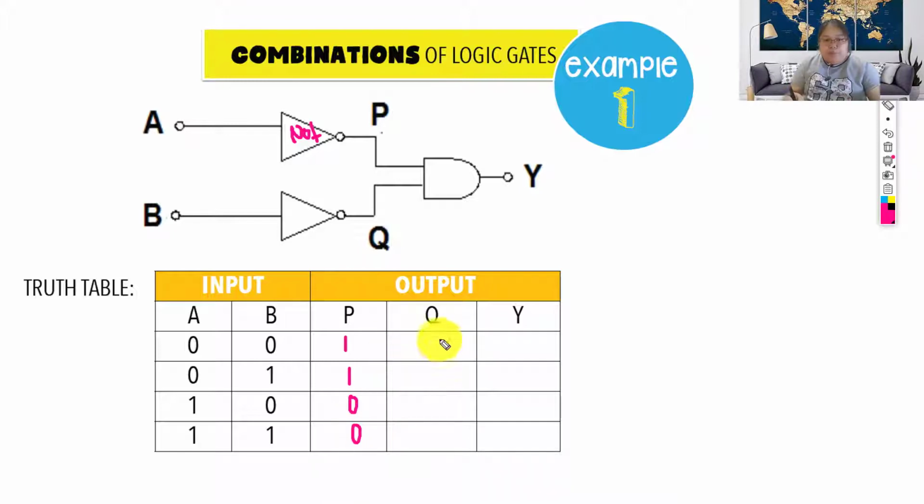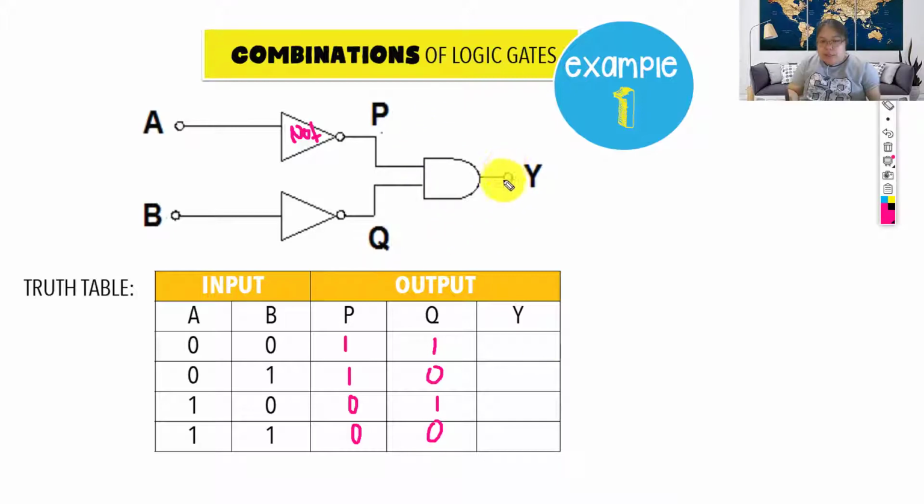Okay, how about Q? Q just refers to B. B passes through the NOT gate and becomes Q. So Q is just opposite of B: 1, 0, 1, 0. Now we're going to see the Y.